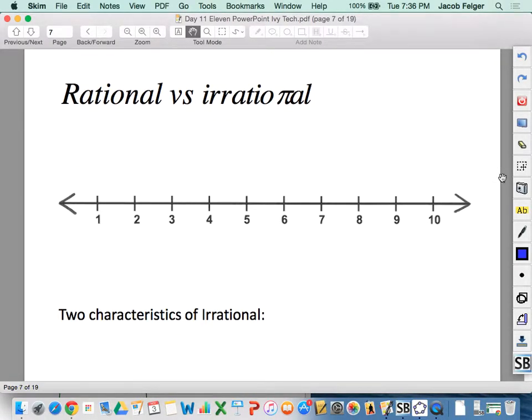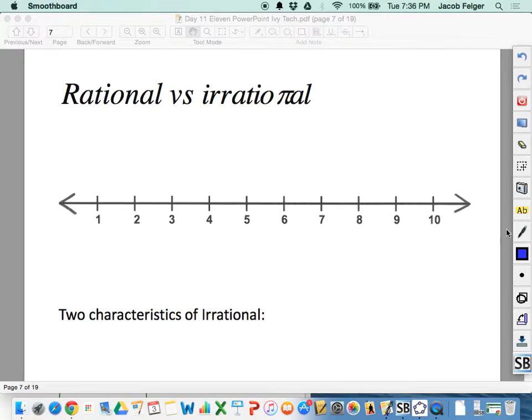Okay, rational versus irrational. Tell me, what's 1 times 1? 2 times 2. 4. 3 times 3. Keep it going.